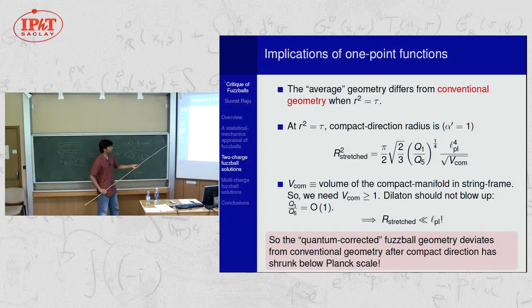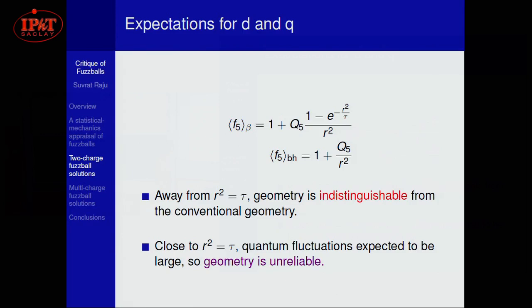So well before the compact direction reached this size, the solution became unreliable. But indeed, this quantum corrected geometry corrects the conventional geometry only at this Planck scale, which verifies the picture I showed you previously. That the average geometry you get from fuzzball seems to correct the conventional geometry at the Planck scale.